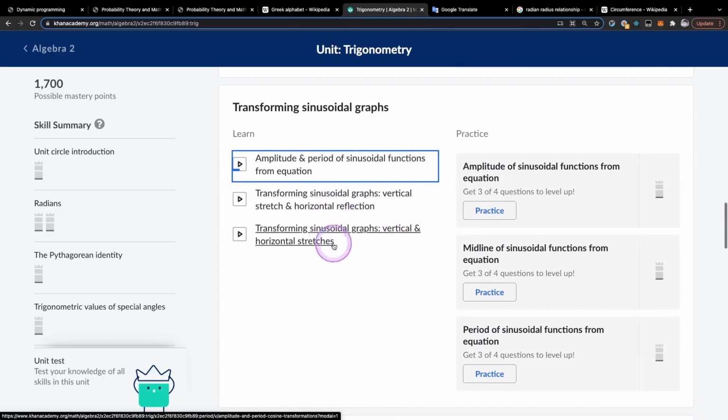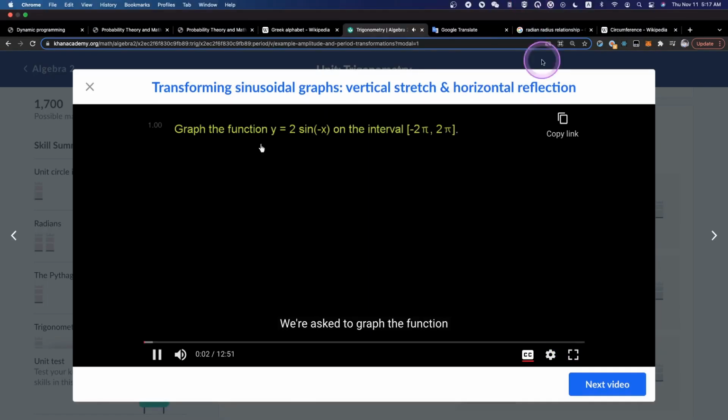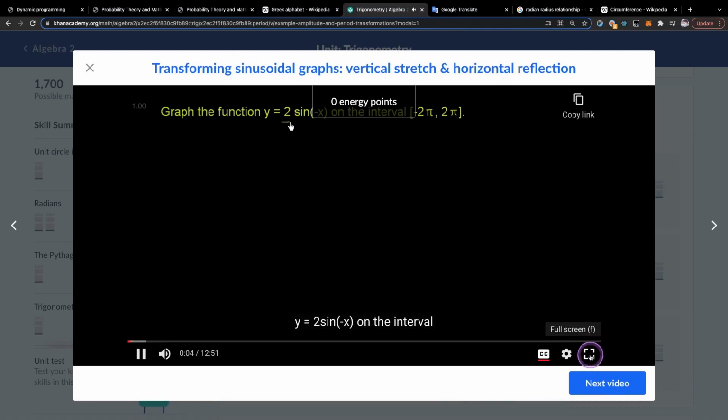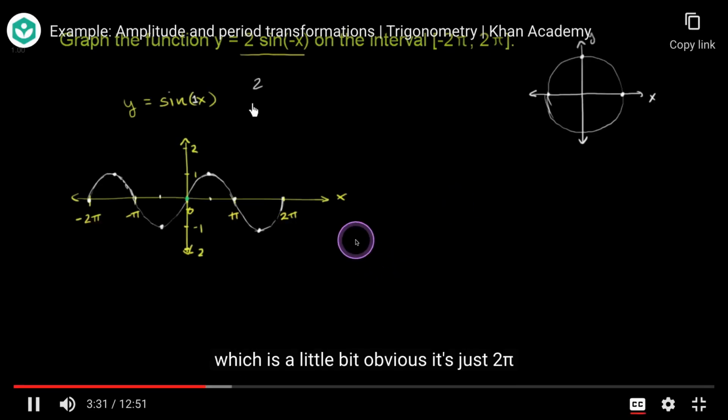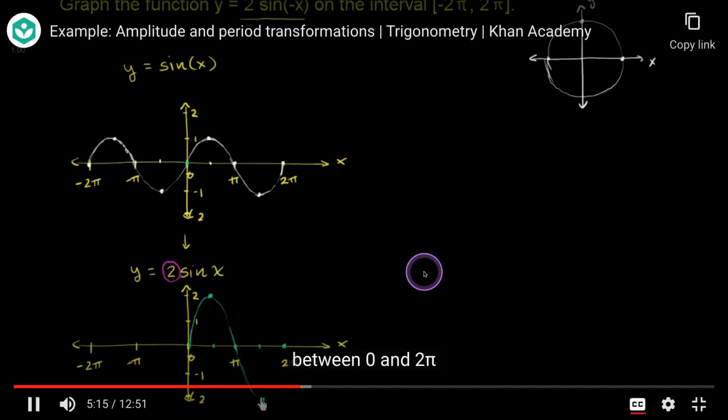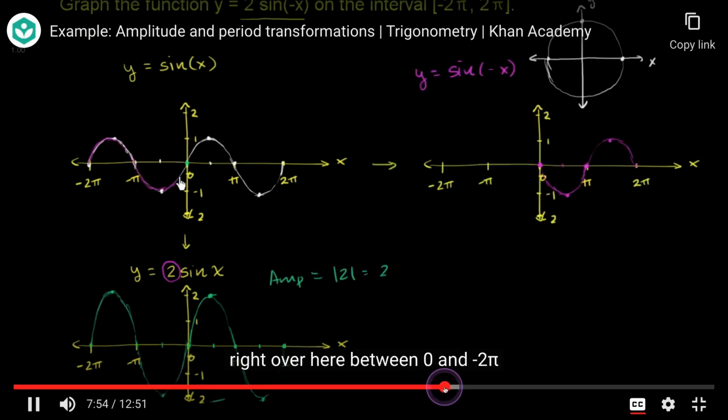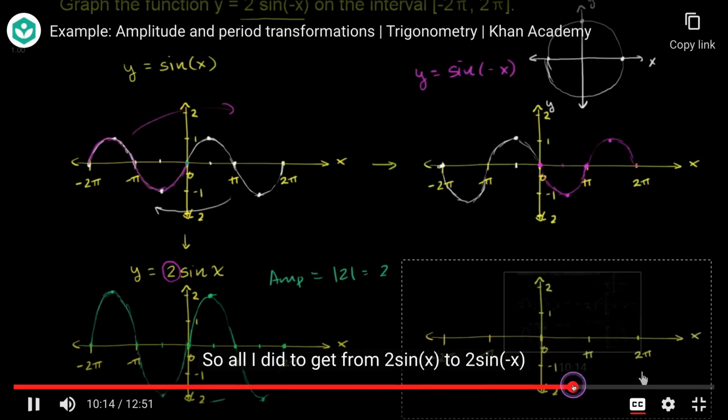Alright, here he even talked about the vertical stretch and horizontal reflection. We're asked to graph the function y is equal to 2 sine of negative x on the closed interval, so it includes the endpoints, negative 2 pi to 2 pi. You can just see here that the period was 2 pi. It took 2 pi length. It looks something like that. And we could keep going in the negative direction, on the negative side right over here between my little axes. Go from 2 sine of x.